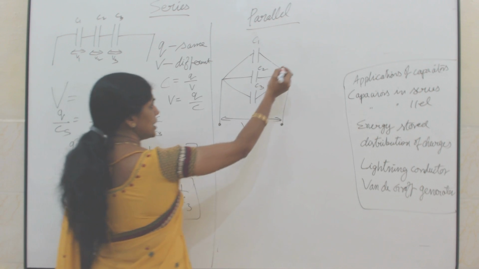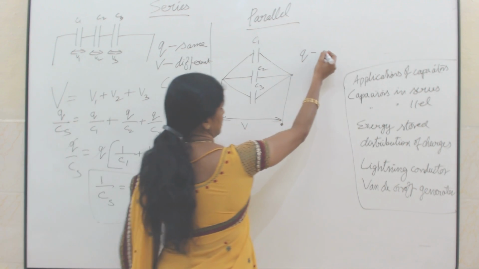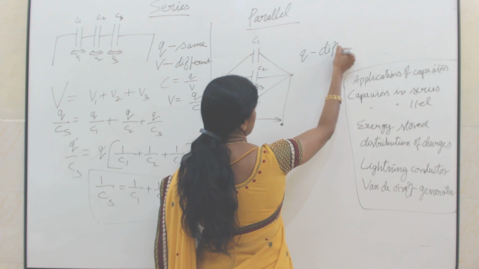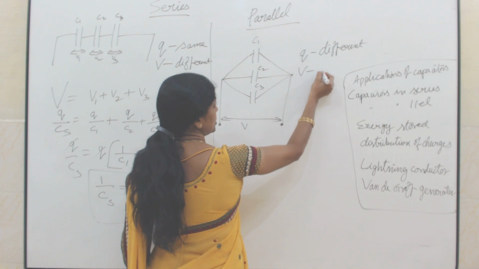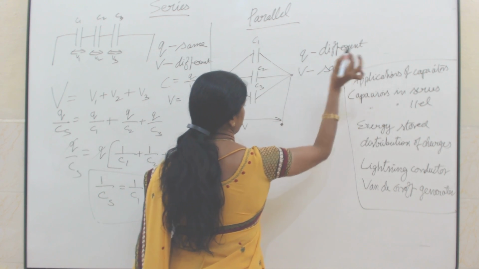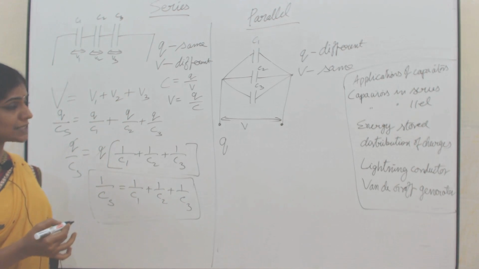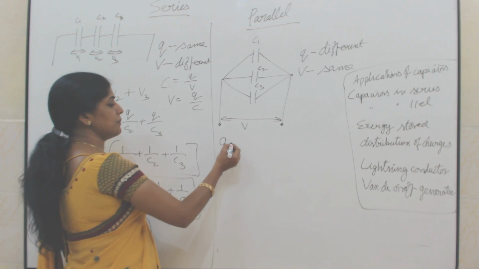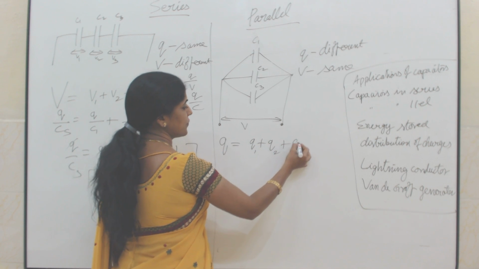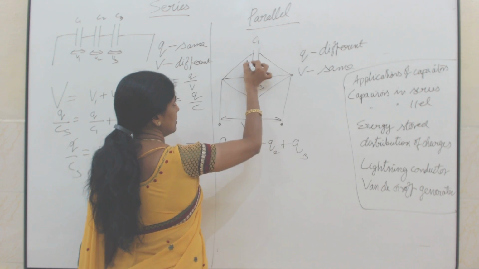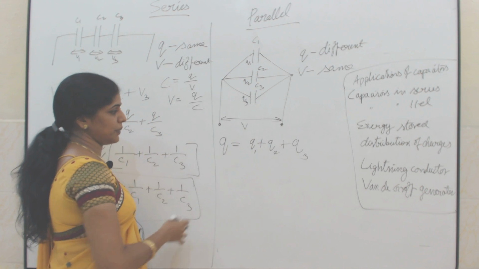Now, here the charge developed in each capacitor will be different. So, the charges developed when they are connected in parallel will be different and the potential developed will be the same. Here we want to find the total charge developed in these capacitors when they are connected in parallel. It is given by the sum of the charges of the 3 capacitors. Let Q1, Q2 and Q3 be the charges developed in these 3 capacitors.